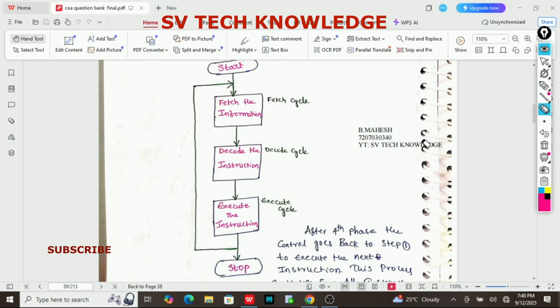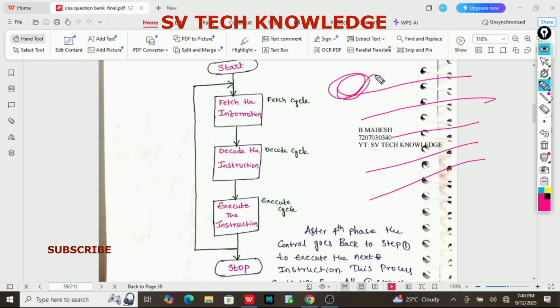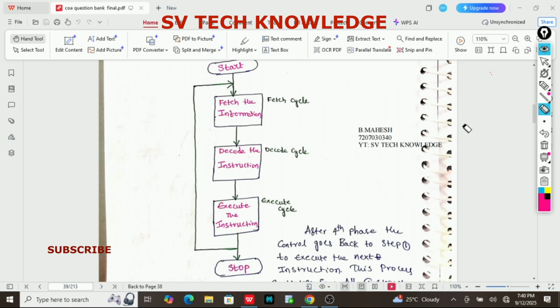Suppose in a program I have a total of 10 lines of code. First line, second line, third line, fourth line, like this, 10 lines of code. The program starts at instruction 1 and starts with the fetch phase, and it completes the decoding and execution phases of this first instruction. After completing that, it goes again to the second instruction and starts with the fetch phase. Every time we have to start with the fetch phase only. Here I am going to explain everything clearly.